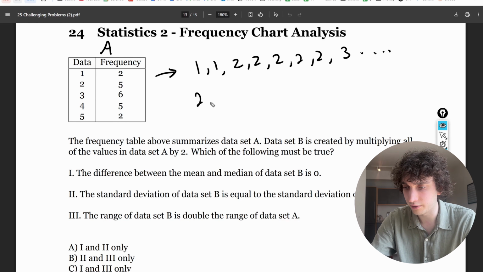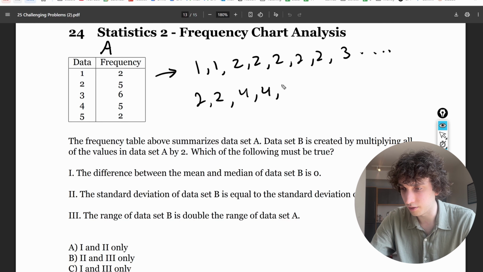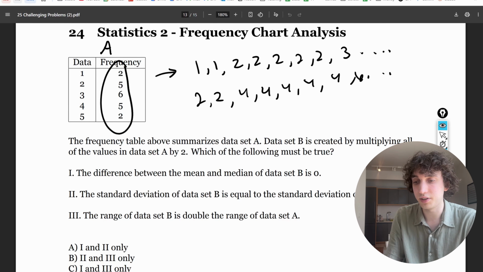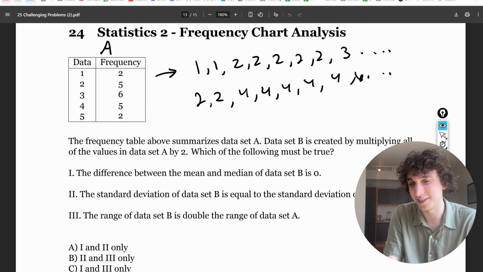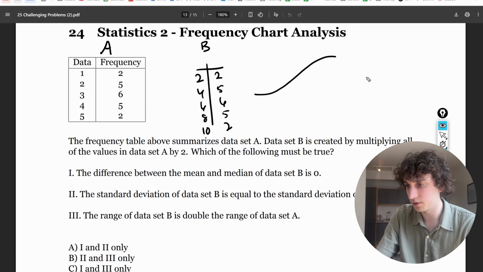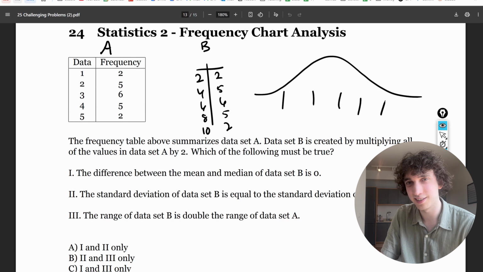And so if I double all the values, that means these values are going from 1s to 2s, 2s to 4s, 3s to 6s, etc. Just make sure that you understand this is not the data. This is the data that you're concerned with. So data set B would look like this. We have values 2, 4, 6, 8, 10 now, and the same exact frequencies occurring. So we still have this sort of symmetric distribution, just now our points are at 2, 4, 6, 8, 10 instead of 1, 2, 3, 4, 5.